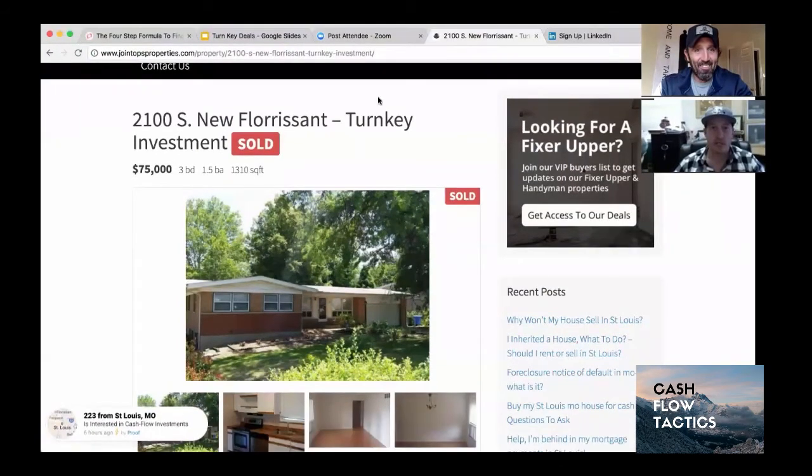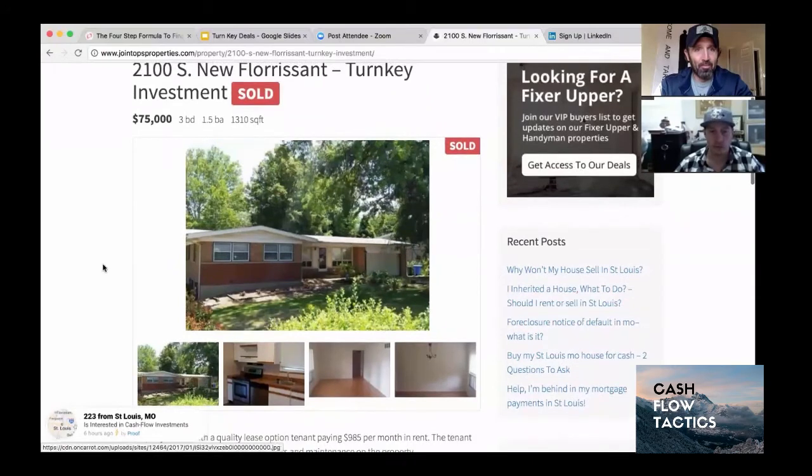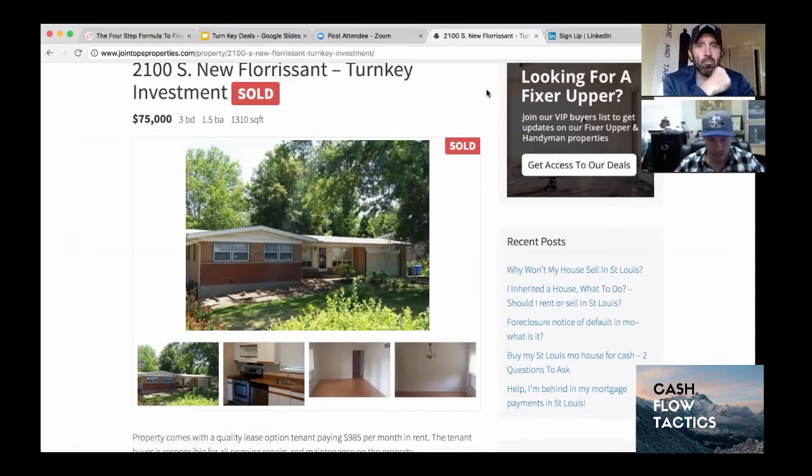21 at South New Forreston. Yeah, as you mentioned, this is a property we just sold. A great cash flow investment property here in St. Louis, Missouri. This is a really nice blue-collar working-class neighborhood. It's a three-bed, one-and-a-half-bath house, 1,310 square feet, got a nice one-car garage. You can see some of the pictures down below there.